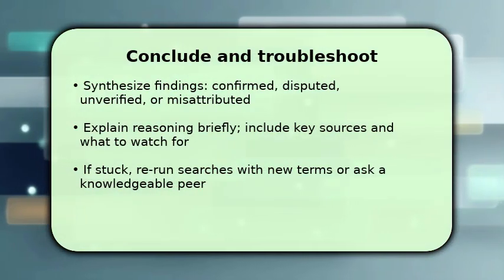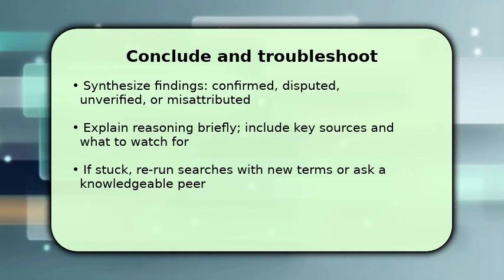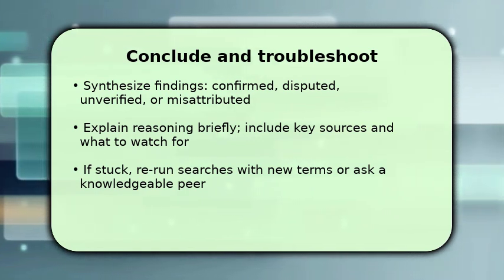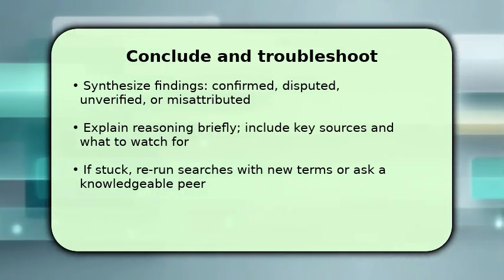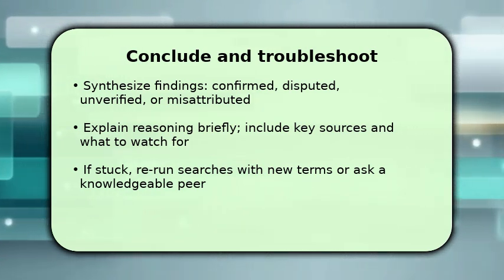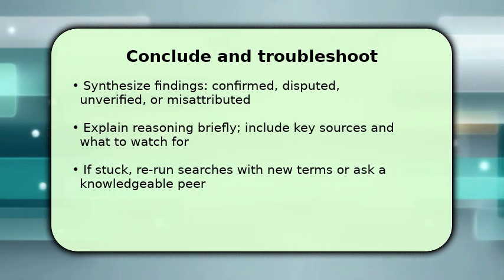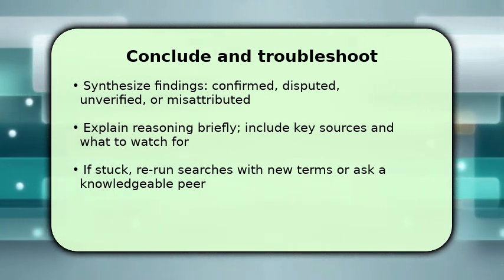Finally, you decide. Label the claim confirmed, disputed, or unverified, and summarize the why in one clear sentence. Once done, present the key evidence and note any remaining gaps so others can follow your logic. Make sure to archive your sources and state confidence level. If you hit a dead end, change search terms, check non-English sources, or reach out to subject experts. This troubleshooting step often turns an unverified item into a clear verdict.